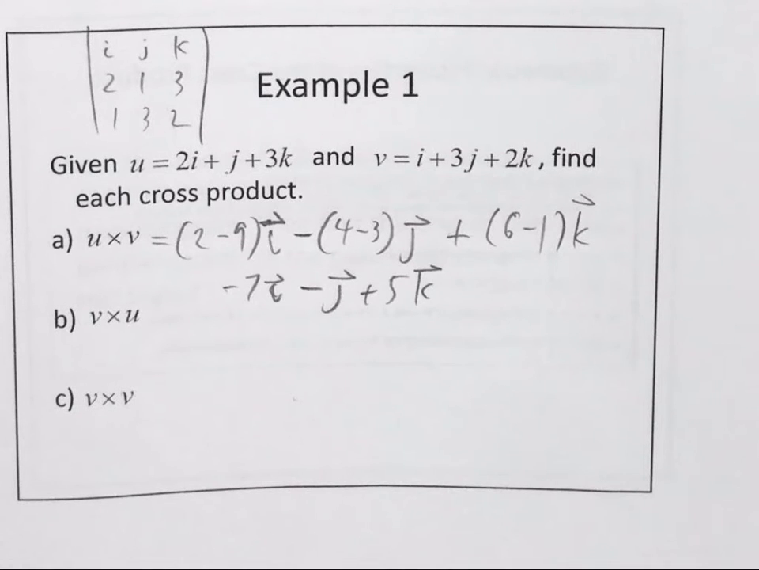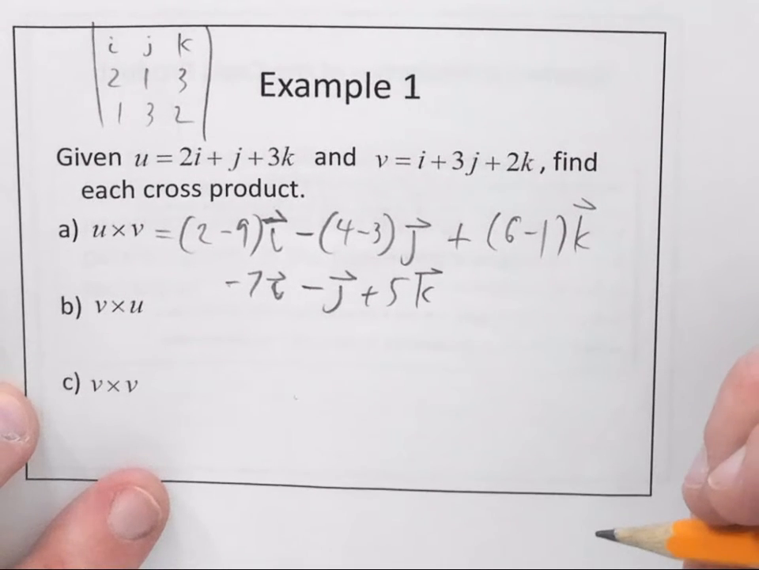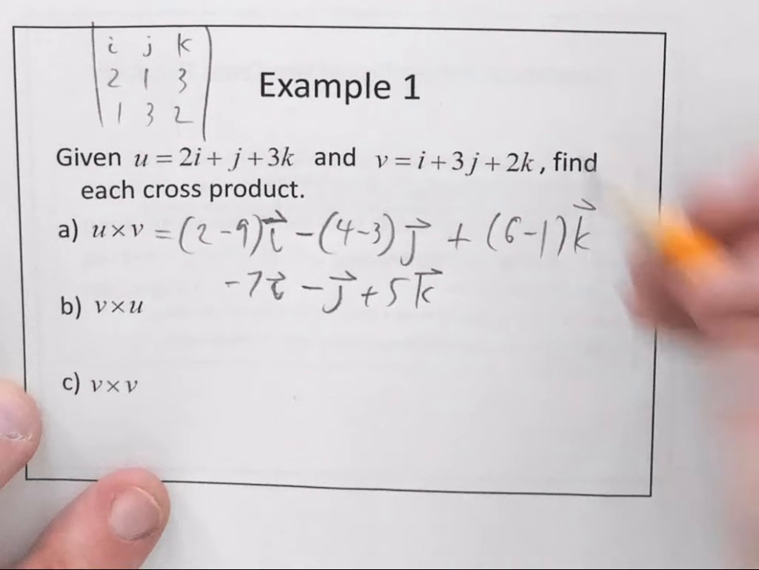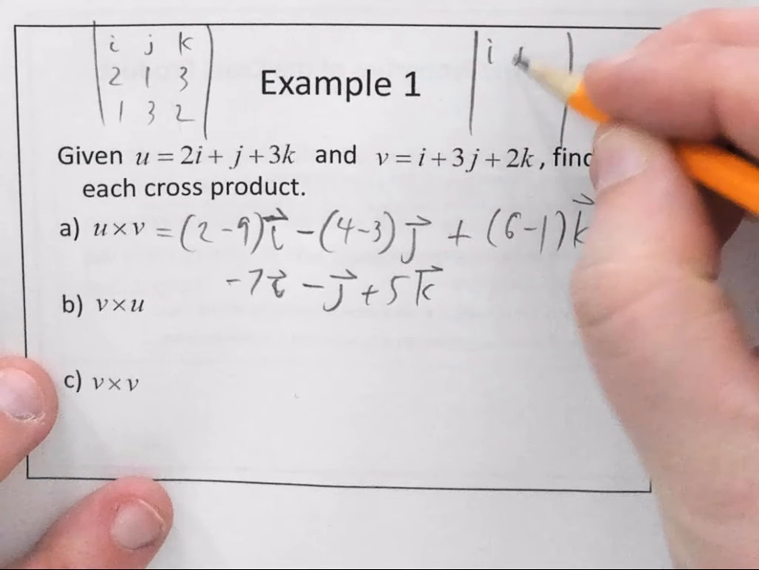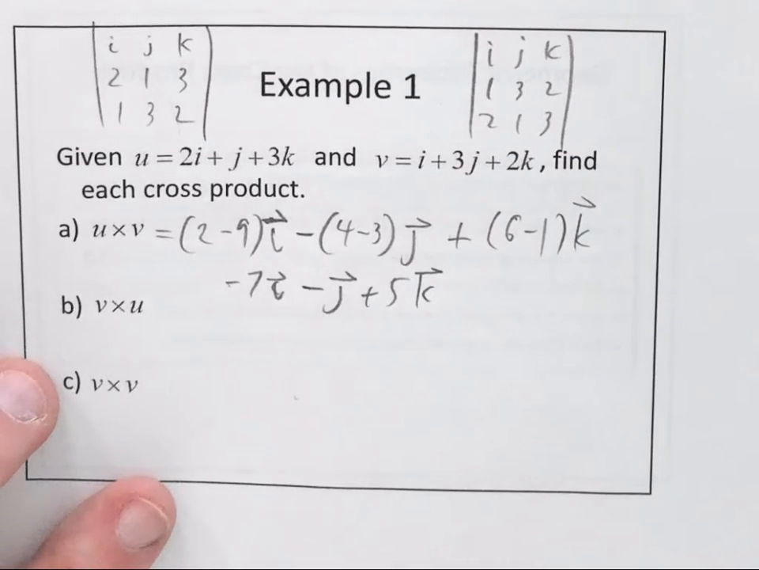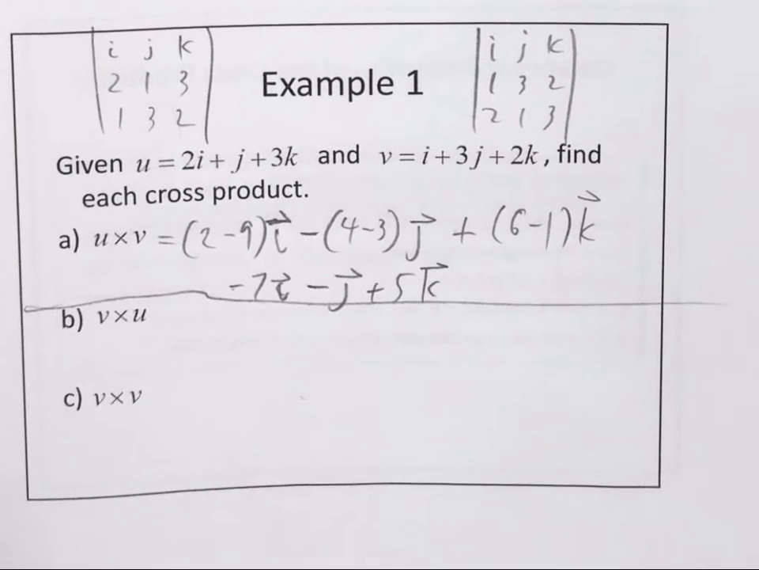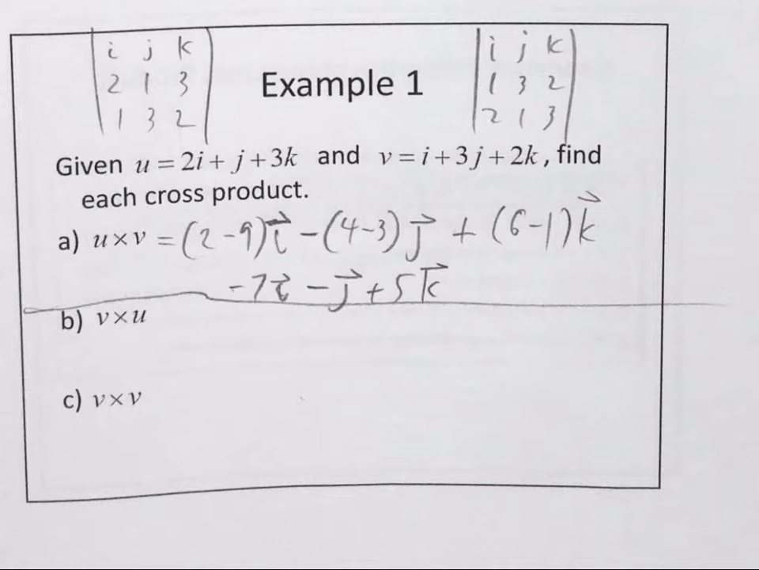Whereas if you're doing dot product, what's your answer look like? Single number. Okay? So what's going to be the difference if I do v cross with u? Yeah, you're going to flip the rows, right? So I still have i, j, k, but now it's going to be 1, 3, 2 and 2, 1, 3. So when I do that, what am I going to get for a determinant?